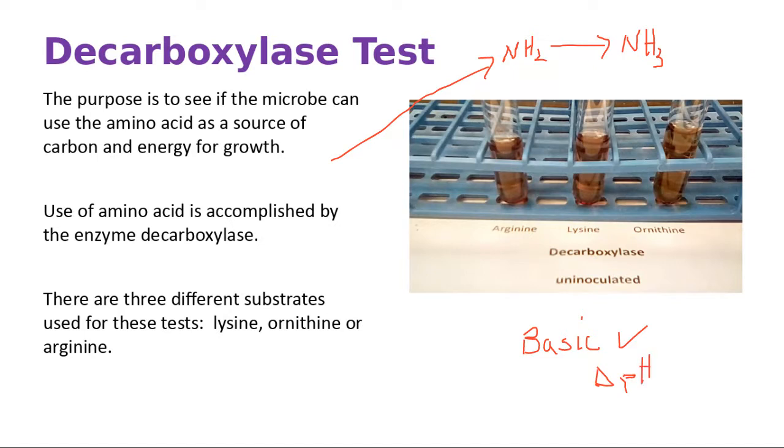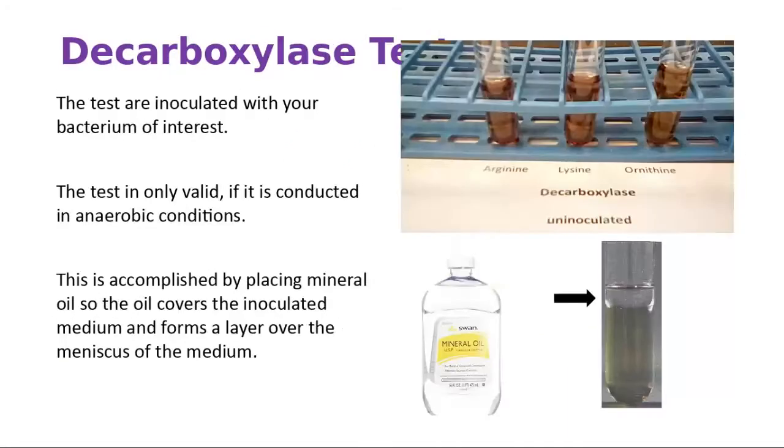So the 3 possible substrates are lysine, ornithine, or arginine, okay? In the test, it's real easy to do, right? But in order to do the test, you have to do a couple of things. Number one, when you inoculate the organism into the broth, you can see there's a setup here with arginine, lysine, and ornithine. You have to do each one for each organism.